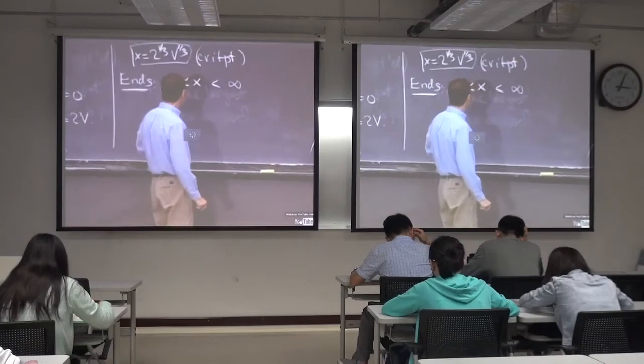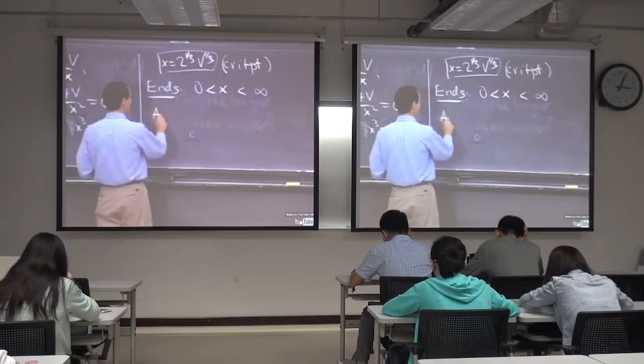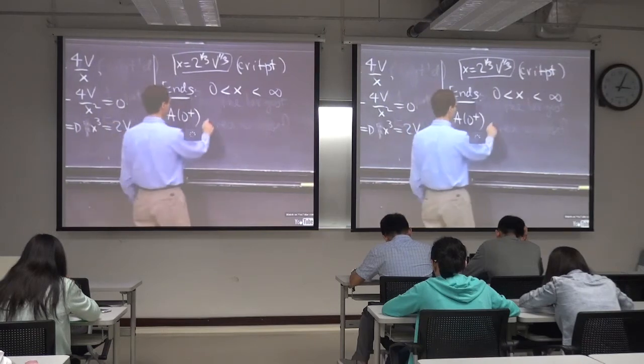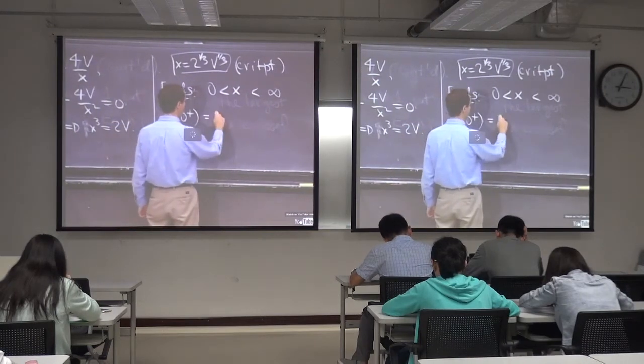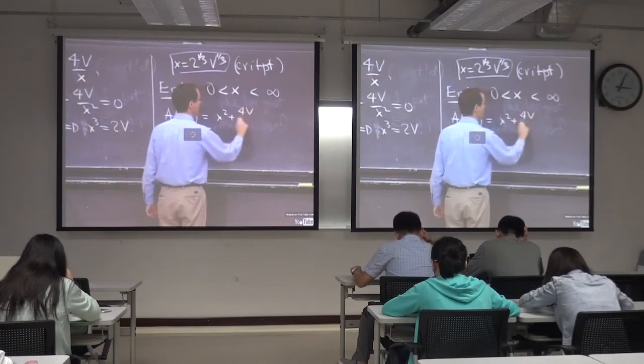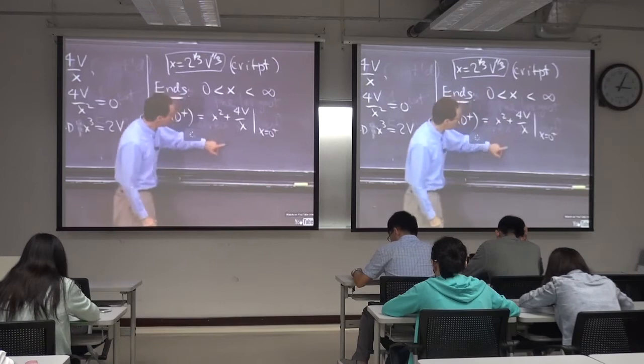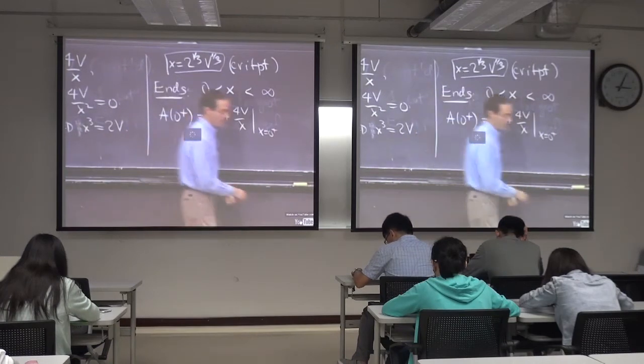So let's just take a look at what happens. We're looking at A at 0 plus, right? And that's x squared plus 4A over x with x at 0 plus. So what happens to that? Notice right here.